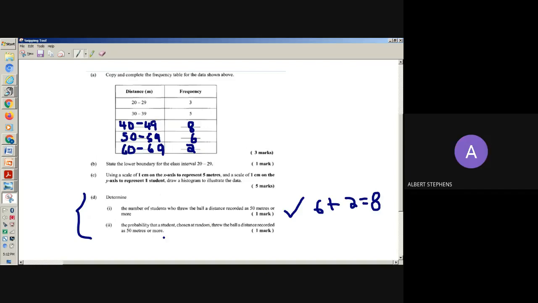Now, next part of the question. It says, what is the probability? Class, what is the general definition of probability? Probability is your favorable outcome divided by your total possible outcome. Our total possible outcome would be the total number of students, which is what? 24. And the favorable outcome would be what? 8.